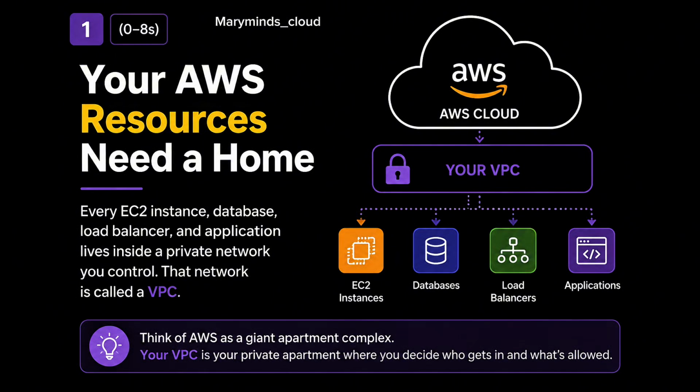Imagine AWS as a giant apartment complex. Thousands of companies live there. Everyone shares the building, but everyone has their own apartment. Nobody can just walk into yours. That is exactly what a VPC is. It's your private apartment inside AWS.